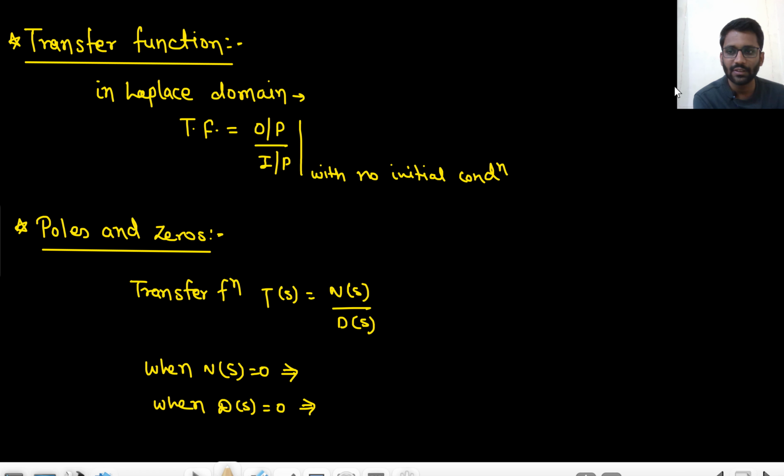Hello everyone. So now we will see this video where we will study basics of control systems. Some basics of control system. What is order, what is time constant, all these things we will see. What is zero and what is pole.